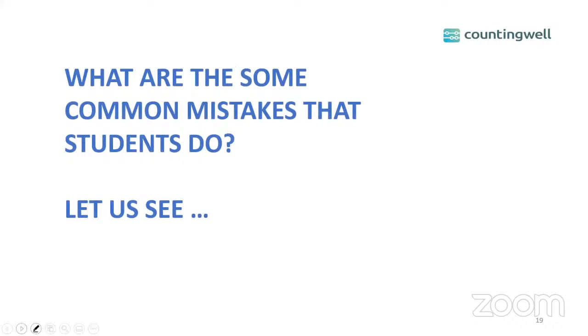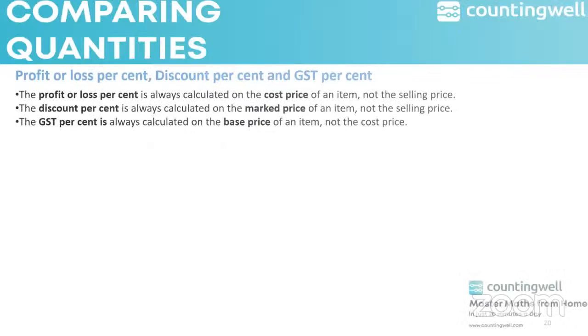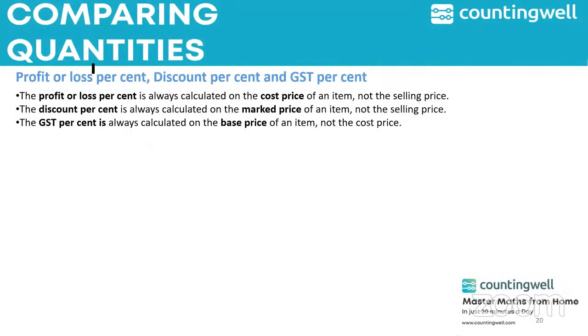Let us see what are some common mistakes that students usually do. Profit or loss percent, discount percent, and GST percent. Always remember, profit or loss percent is calculated on the cost price of an item, not the selling price. Because it merely depends on the cost price of the item, whether the shopkeeper will get profit or loss.